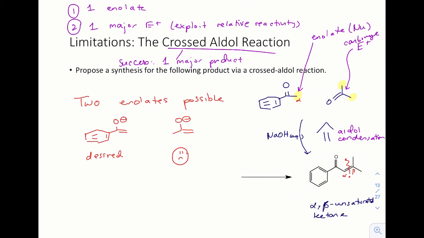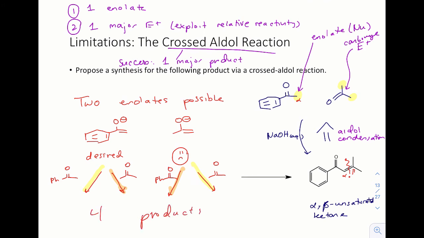Two enolates are possible, not to mention the fact that there's going to be two carbonyl compounds that each of these enolates can react with. They can undergo self-condensation. They could also undergo cross-condensation, so with each other. So I'm showing the self routes on the ends, the crossed aldols in the middle. And again, we're going to be in this situation where there are four products possible.